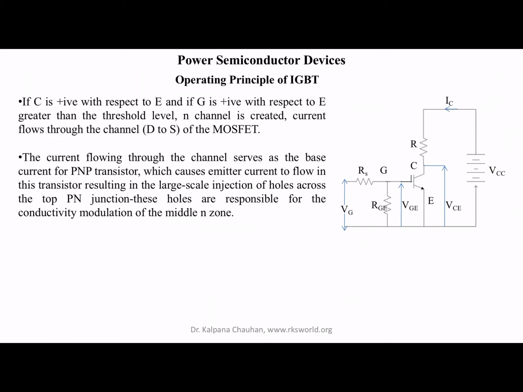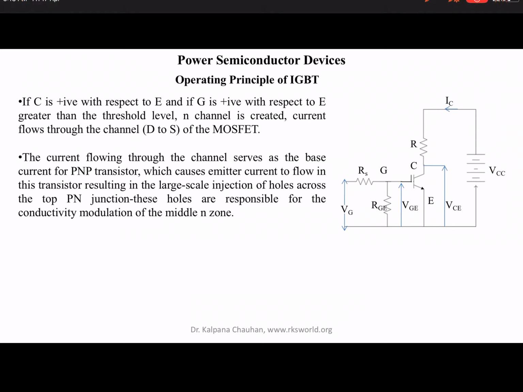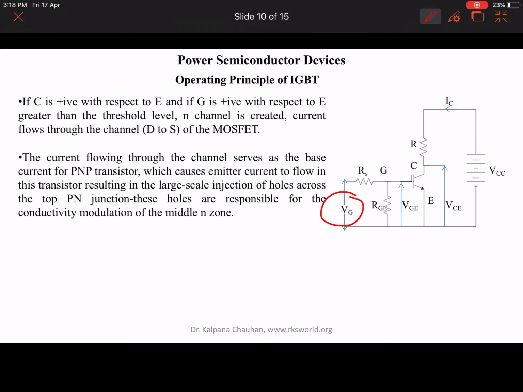Here we are going to discuss the operating principle of IGBT. For this purpose, we have this circuit. We have the gate voltage, the source resistance, the gate emitter voltage, and the collector current. This is the collector voltage. We have this IGBT, the collector, a resistance, the collector to emitter voltage, and the gate to emitter voltage. So if C is positive, C meaning collector is positive with respect to E, the emitter.